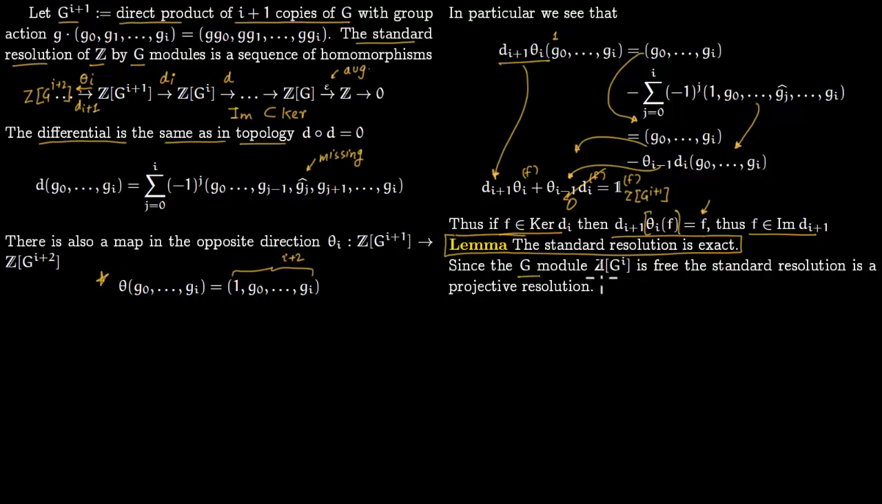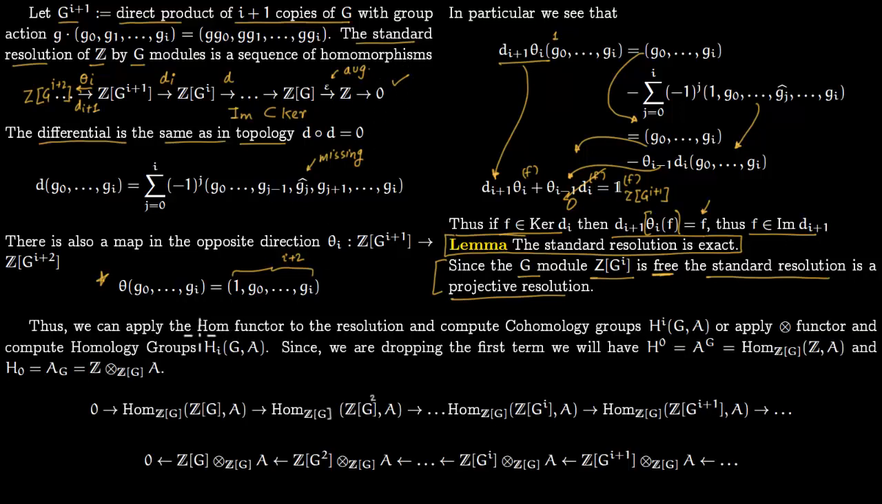Now this G-module ZG^(i+1) is free. Since free modules are projective, you can say that the standard resolution is a projective resolution. Now that you have a projective resolution, we are in the world of homological algebra.